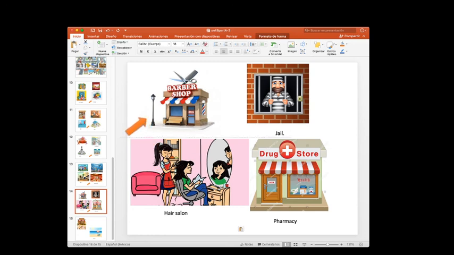Here, when a boy wants to cut his hair, he goes to the barber shop, and when the girls want to cut their hair, sorry, it was his hair and her salon, sorry, this one, it was my mistake. And this other one, jail. Okay, this is barber shop, hair salon, jail, and drugstore or pharmacy. Drugstore or pharmacy, both of them are correct.